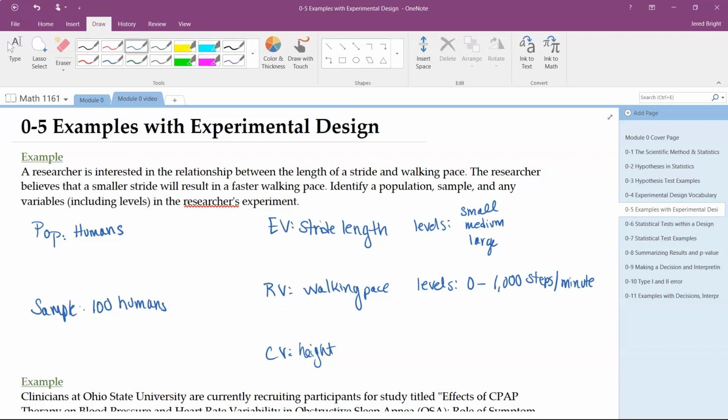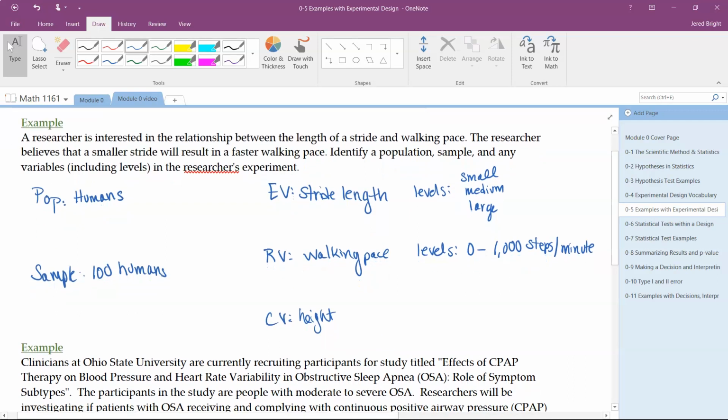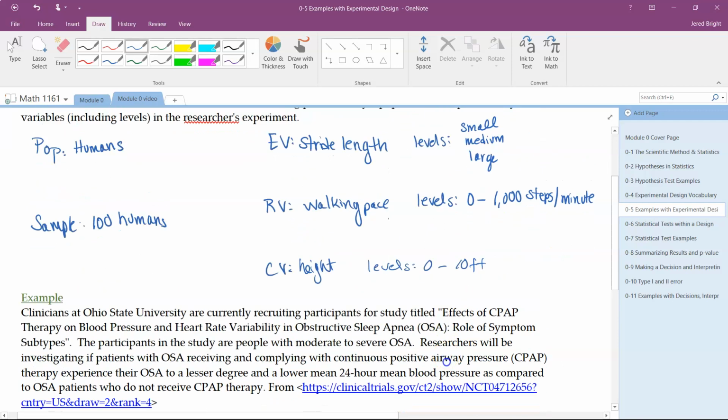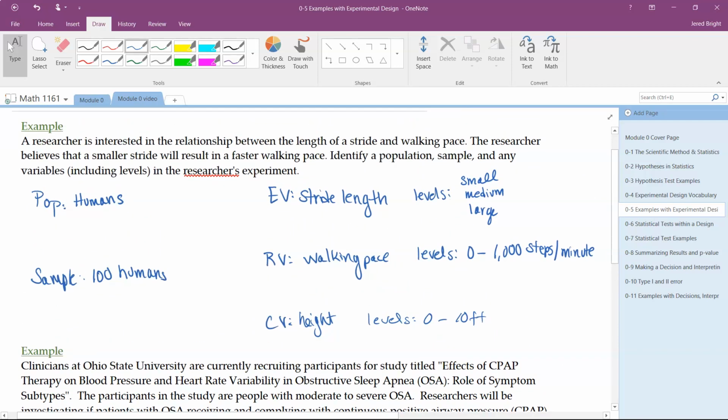So maybe in this design, the research is looking for a certain people with a certain height. Okay, that's how you control for that. And so I might just say the levels here are, realistically 0 isn't possible, but maybe it's 0 to like 10 feet. I think the tallest person in the world is like 7'7", but nevertheless. So there we go. We've identified population, sample, and variables.